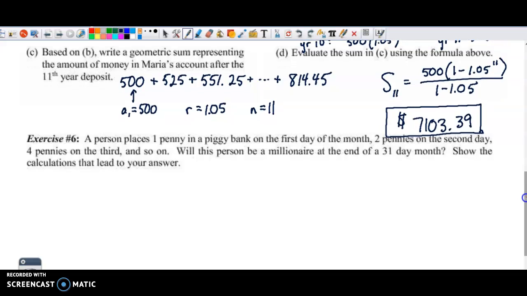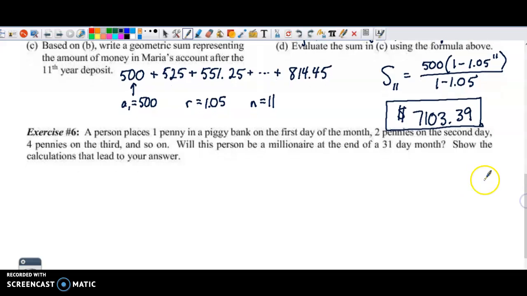And one more, I guess this is a pretty popular problem. So if you want to pause the video and try it on your own, it is pretty interesting. Somebody is saying that, hey, we're going to put 1 penny in a piggy bank, and then the next day we'll put 2 pennies. So we're doubling. 4 pennies on the third day. So just a reminder that we are doubling.